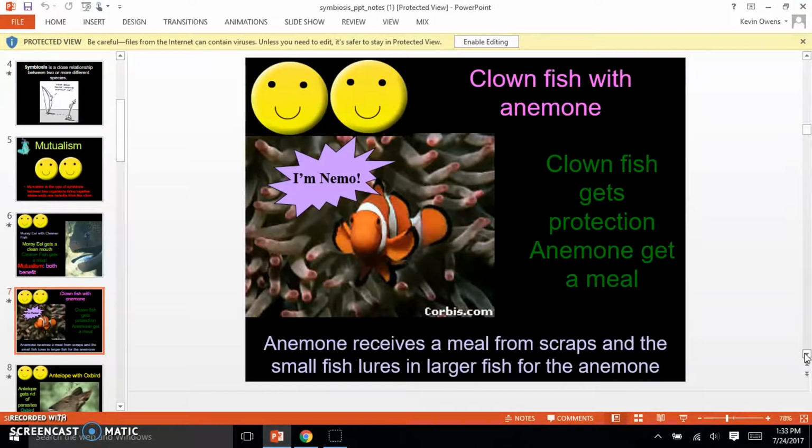The clownfish with a sea anemone. Most of you will have seen one of the shows on this, Finding Nemo. Clownfish gets protection, the anemone gets a meal. The anemone receives a meal from scraps, and the small fish lures in larger fish for the sea anemone.